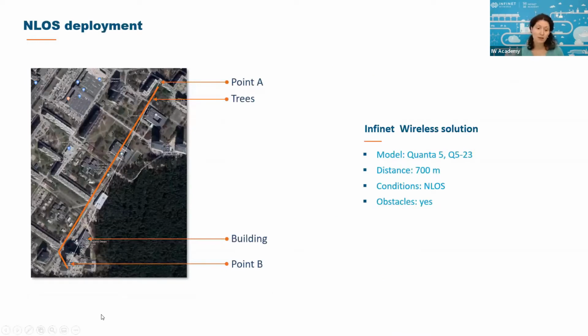In the picture, you can see an example of an NLOS deployment using the Quanta 5 model. Multiple obstacles are present in the Fresnel zone, some along the path and others right in front of the radio units. As you can see in front of location A, there are trees that absorb the signal, and in front of location B, there is a building obstructing the path. Even if there is no direct visibility, the link was established over a distance of 700 meters in good conditions, thanks to the reflection and diffraction effects. So NLOS deployments are proven to work fine in the field if the necessary conditions are met.